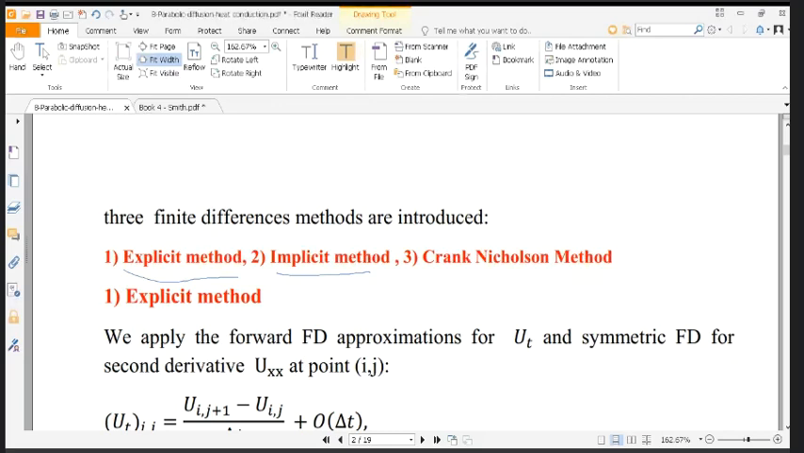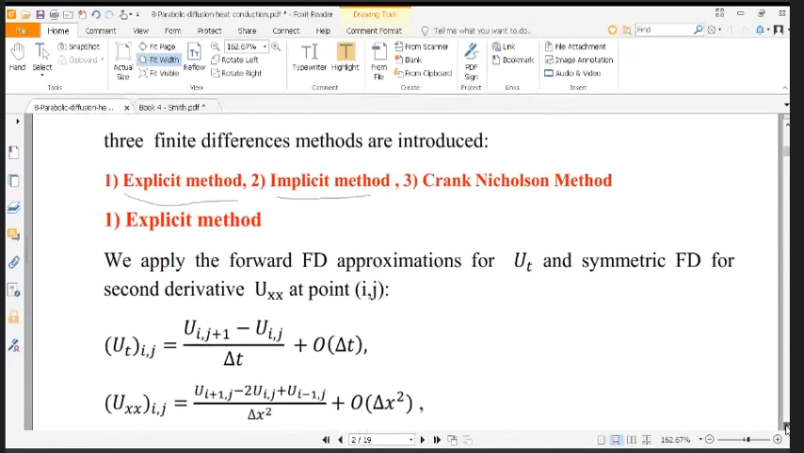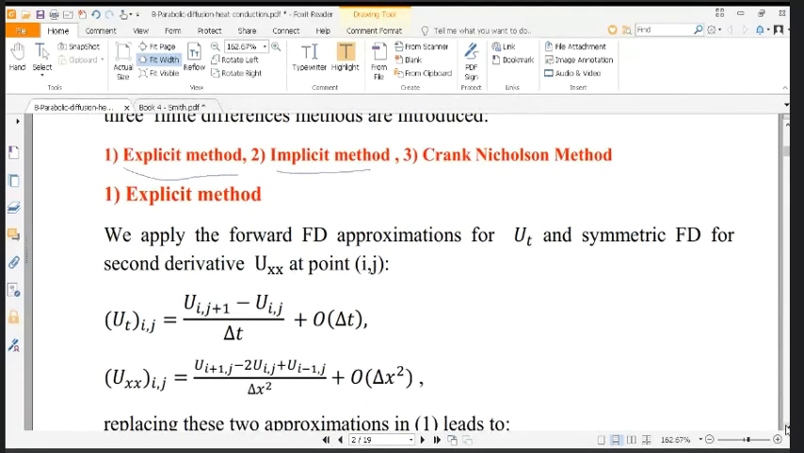Excuse me. I continue. I said I introduced to you 3 finite difference methods for diffusion equation: explicit method, implicit method, and Crank-Nicolson method. We start by implicit method. Do you know implicit method? Not for PDE.